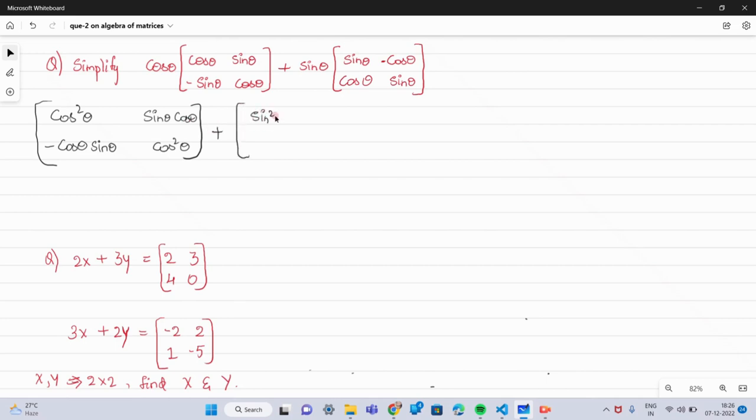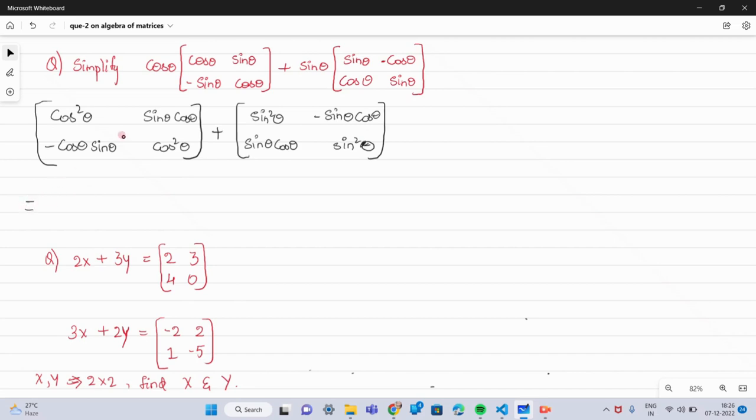We'll get sin square theta, sin theta cos theta, minus sin theta cos theta and sin square theta. Okay, now just add the corresponding elements.